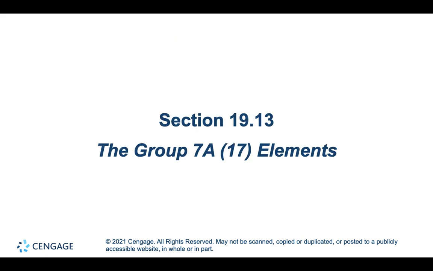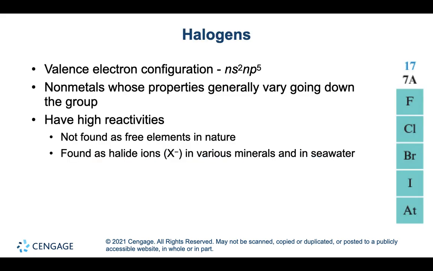Okay, moving into the halogens, group 7, ns2np5. So these are going to be dominated either ionically by making -1 ions or by the formation of covalent bonds. They're very reactive because of their small size and strong affinity for electrons. So you're not going to find any of these elements in their pure form in nature. Usually they form -1 ions and are found in seawater.